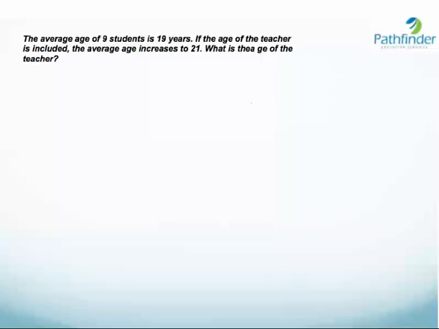You would remember this is the same question that we solved initially by the equation method. The average age of 9 students is 19 years. If the age of the teacher is included, the average increases to 21 years. What is the age of the teacher?